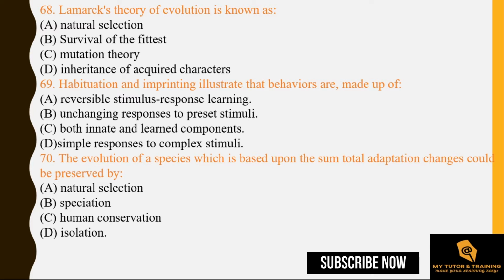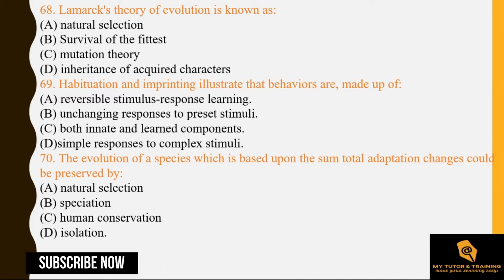Good, question number 69. Habituation and imprinting illustrate that behaviors are made up of A. Reversible stimuli response learning, B. Unchanging response to preset stimuli, C. Both innate and learned components, D. Simple response to complex stimuli. So the correct answer is choice D.